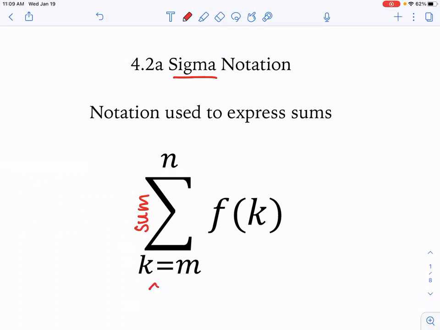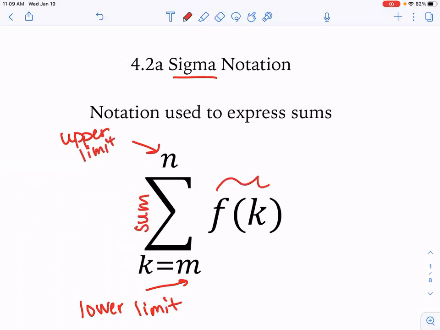This guy right here tells us where to begin. It's our lower limit. This right here is where we stop. This is our upper limit. And then this is what we call the index. We're plugging numbers in to the index, starting at M, ending at N, and then we add those up.